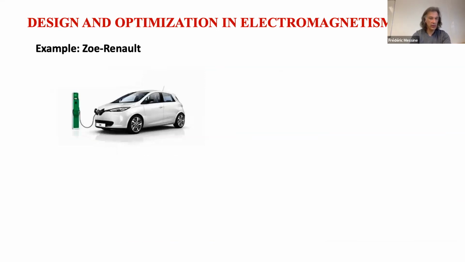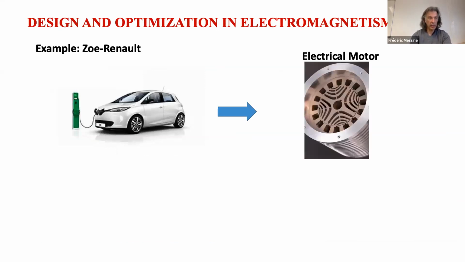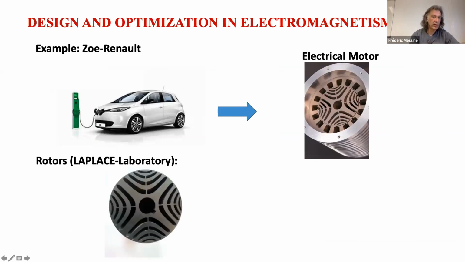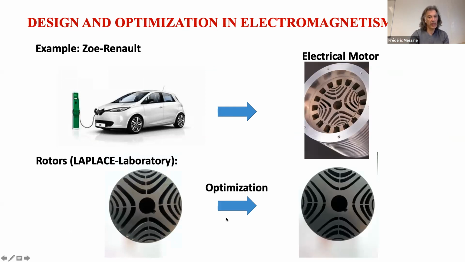For example, for a Zoe from Renault, you can try new motors, for example, those kinds of motors with just iron in the rotor, and you can make some new rotors like this. That's one of the best rotors that can be made by an engineer, a very good PhD student, and we can optimize it, and you can see the shape and the form are a bit different, and they are optimized.